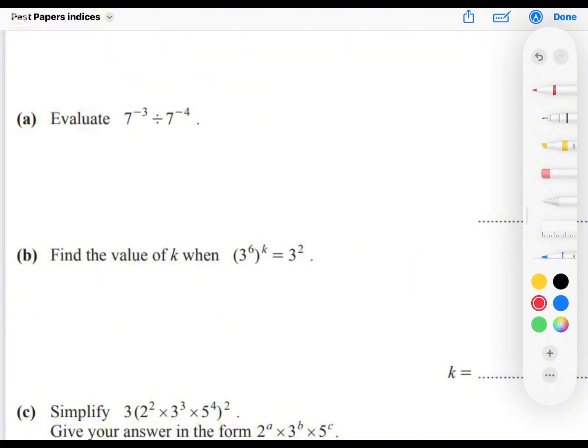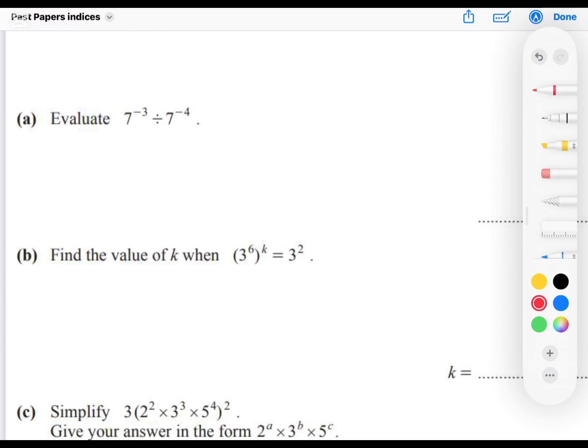Okay, now 7 raised to the power negative 3 divided by 7 raised to the power negative 4. Both have a negative power. Okay, so what I will do, I will try to make the power positive, or I can do straight away what I will do, I will apply the rule of indices.